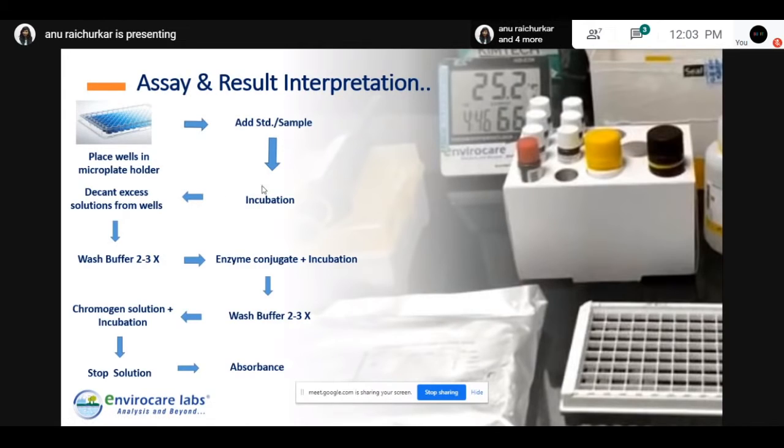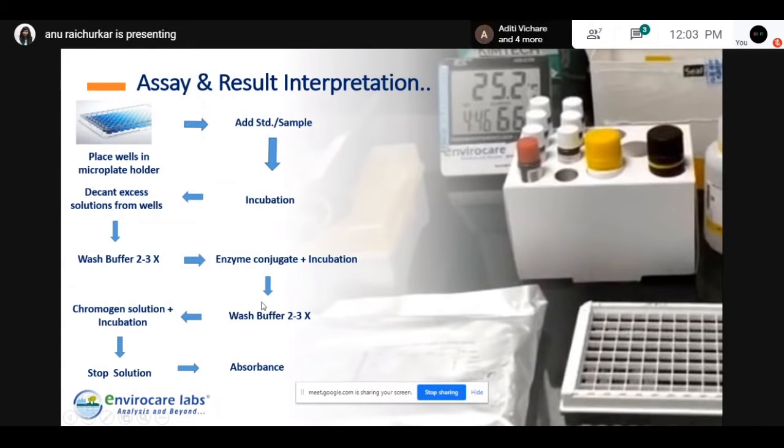Incubation is done. Then, in order to ensure that the excess antibodies, whatever we add into the reaction, are drained off, we will do washing with the buffers frequently, and after the washing, the excess is drained off. So enzyme conjugate and incubation is done. That is the next step. After washing and all, we will add the enzyme, which is going to give you a colored product.